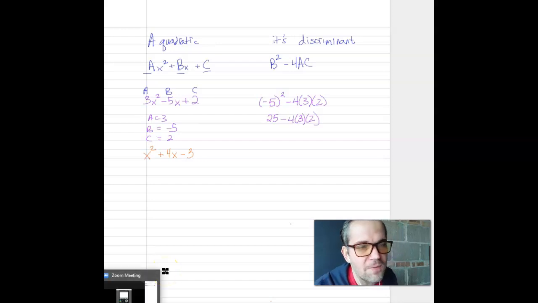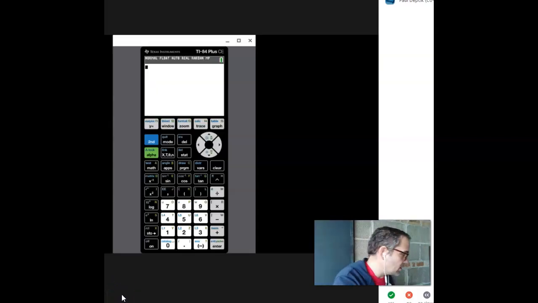I'm going to figure out the value of 25 minus 4 times 3 times 2. And I'm going to show you how to do that on a calculator. 25 minus 4 times 3 times 2. So it'll be 4 times 3 times 2. Ta-da! So the answer ends up being just 1. Nice.